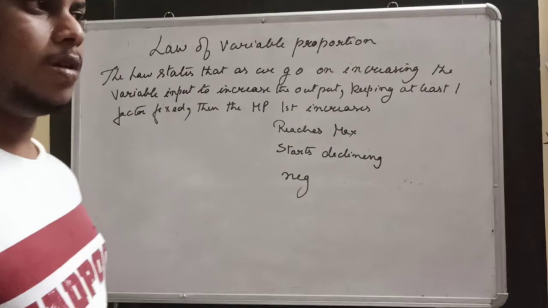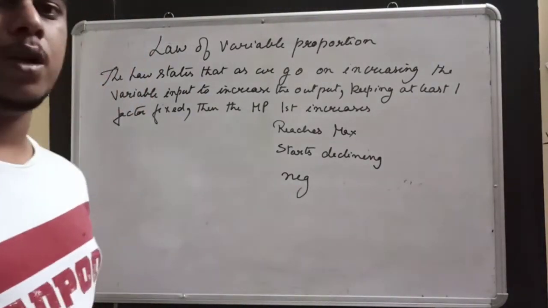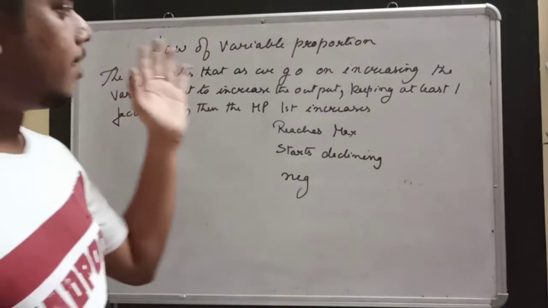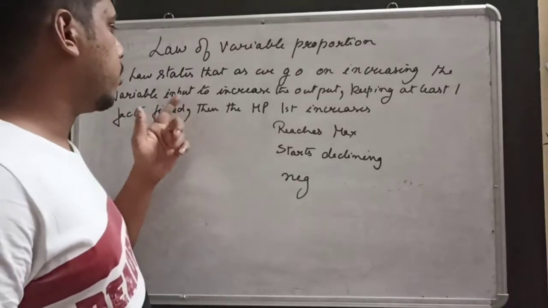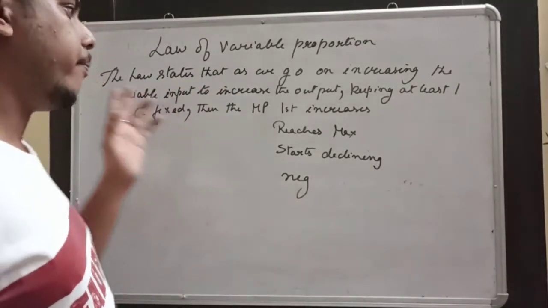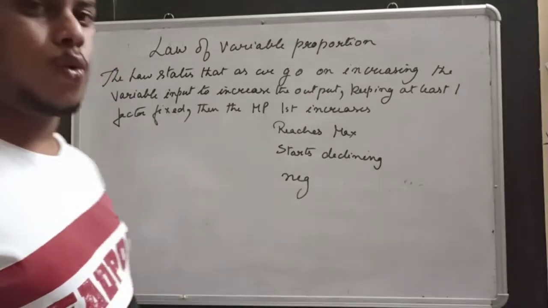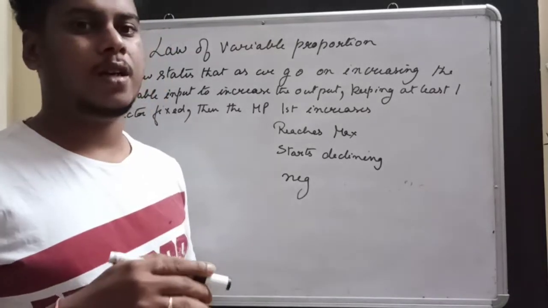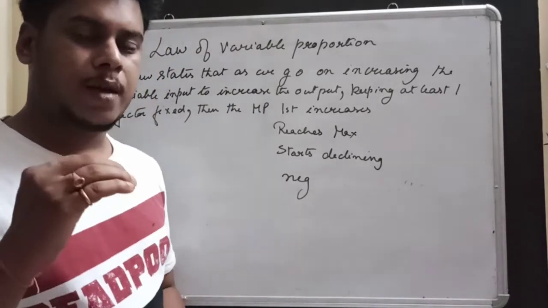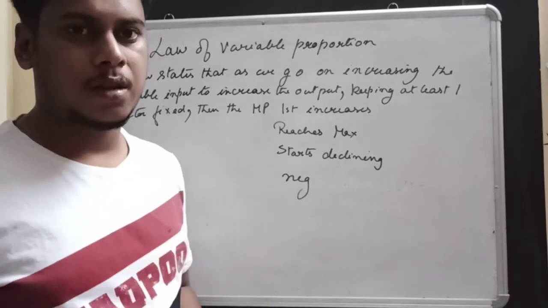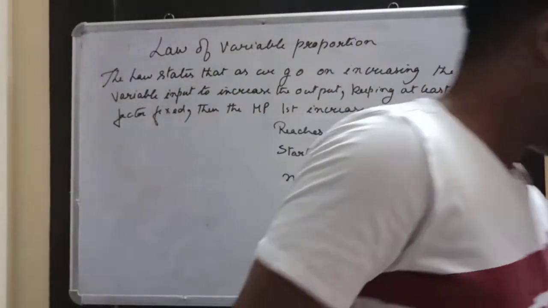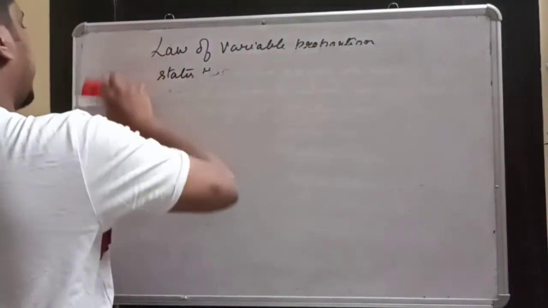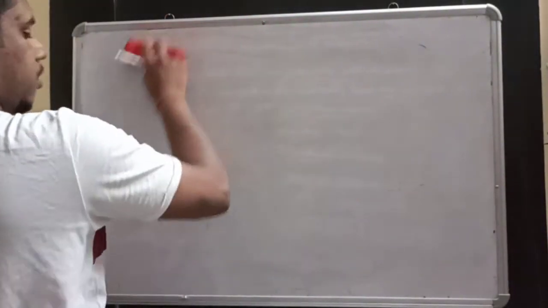Some books or some other teachers may explain it in terms of total productivity. In that case, the statement would be: the law states that as we go on increasing the variable inputs to increase the output, keeping at least one factor fixed, the total product first increases at an increasing rate, then increases at a decreasing rate, reaches a maximum point, and then eventually starts declining. So this law can be represented diagrammatically, and it has three phases.